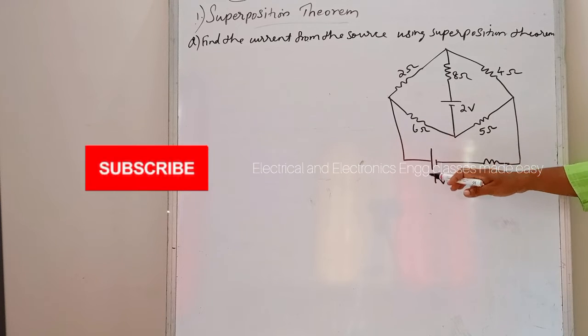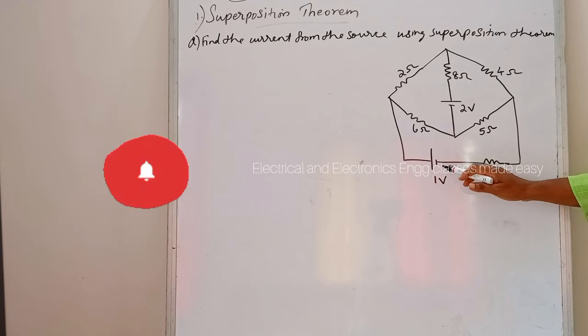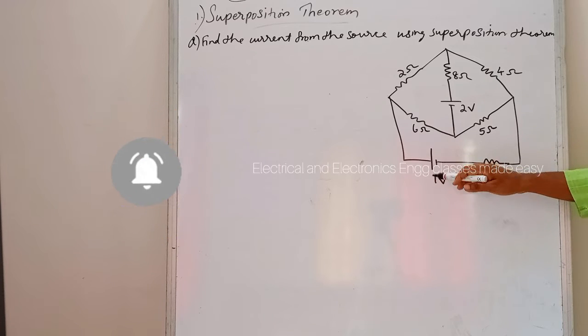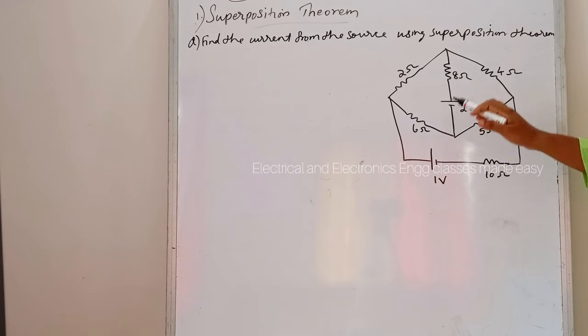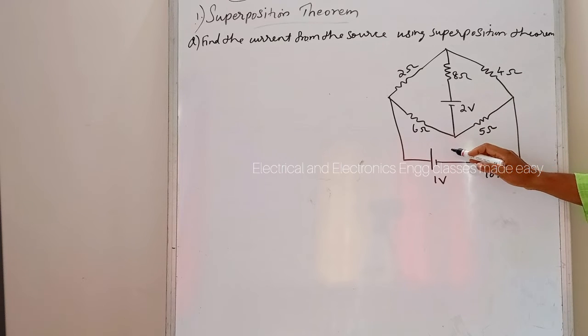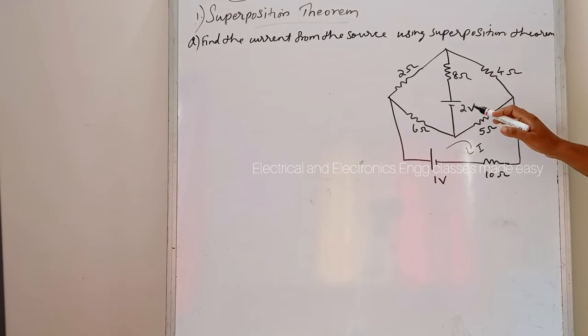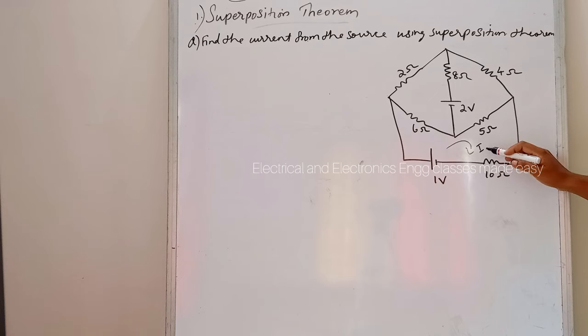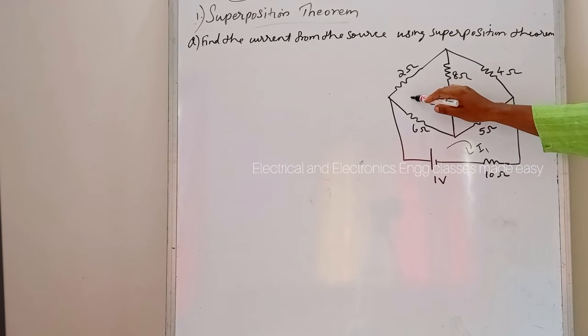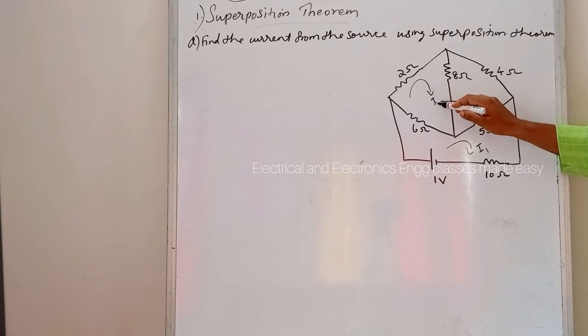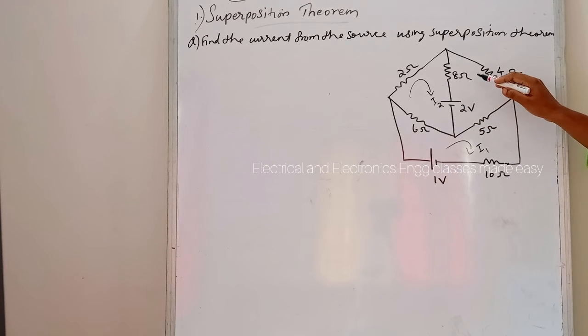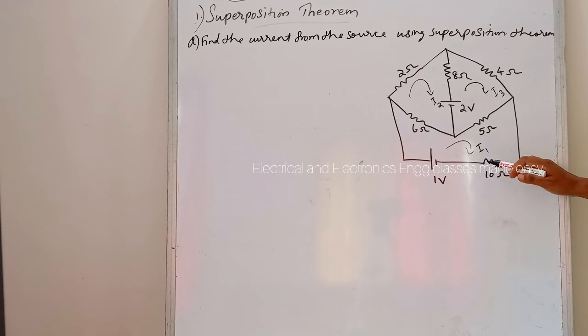So this is the source. So here we have to find the current from this source. So first of all mark the currents. Let this current be I1. So there are 3 loops. So let this be I1, then this is I2, then this is I3. So these 3 are the currents.